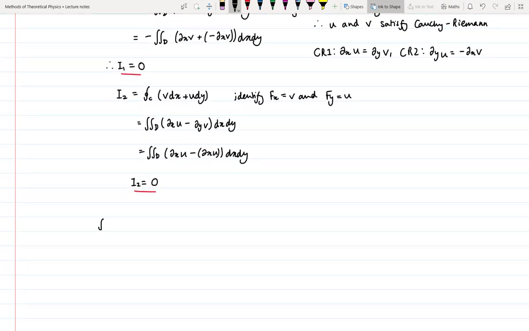We had that our integral of interest, the integral of f of z dz, was given by I1 plus i times I2, and we've just proved that this is 0 for f analytic on and within the contour C. And that completes the proof.